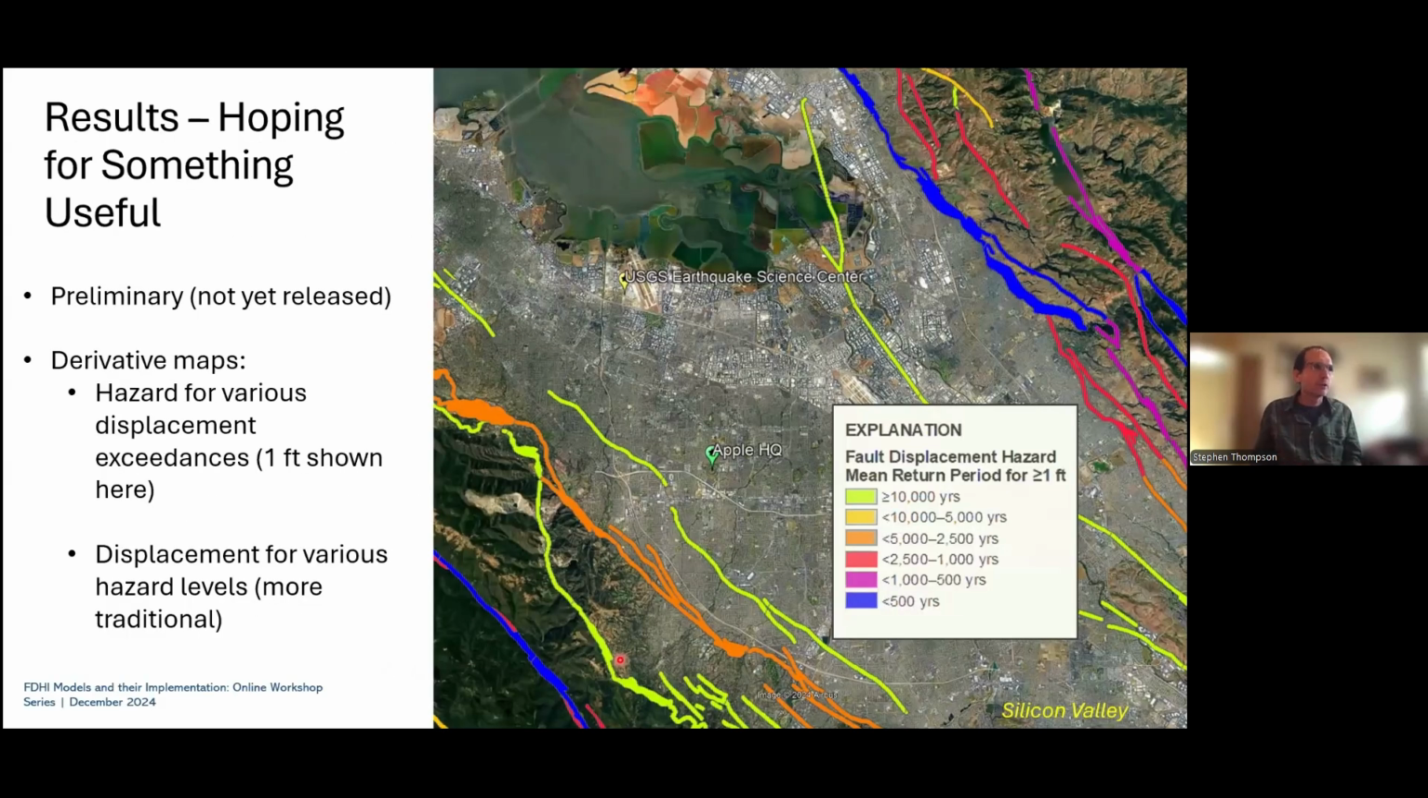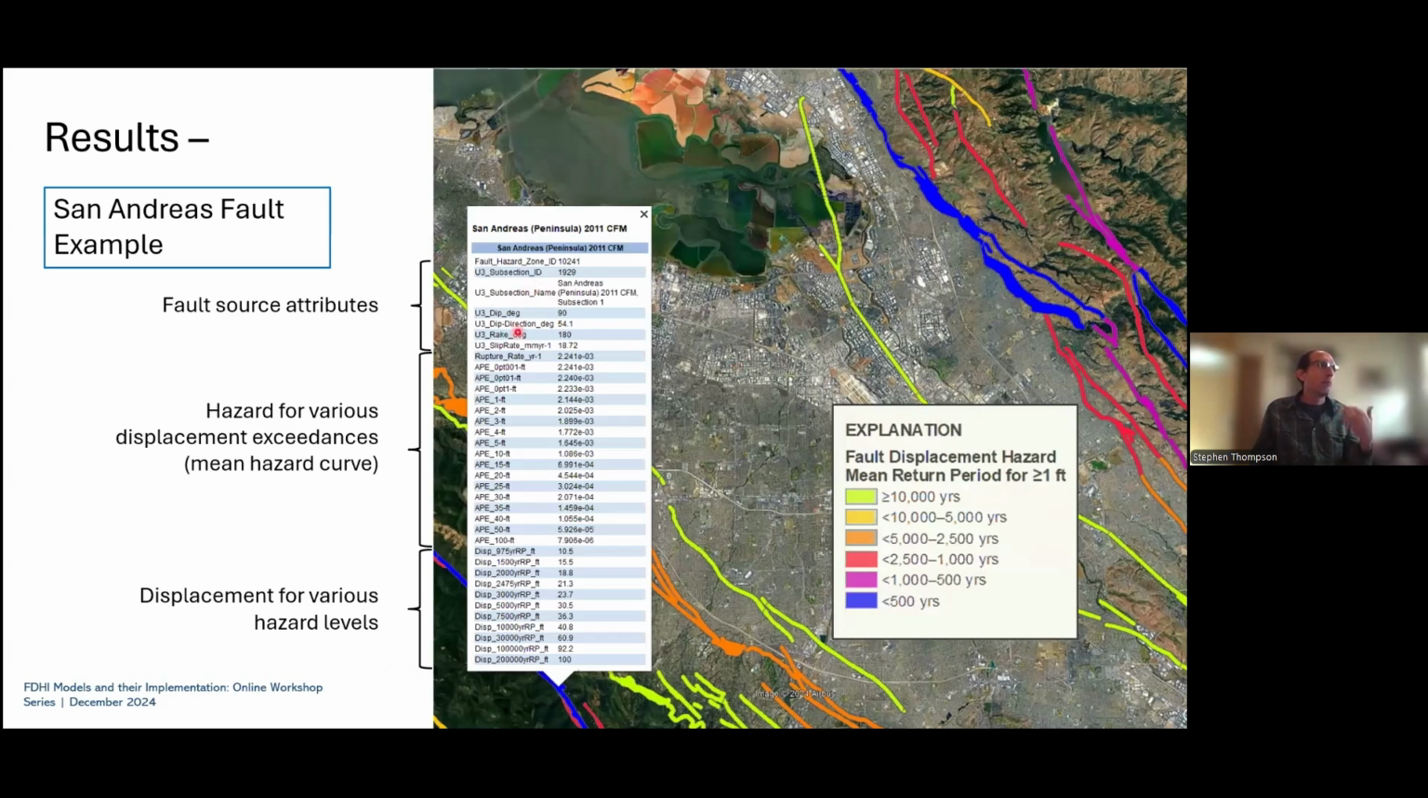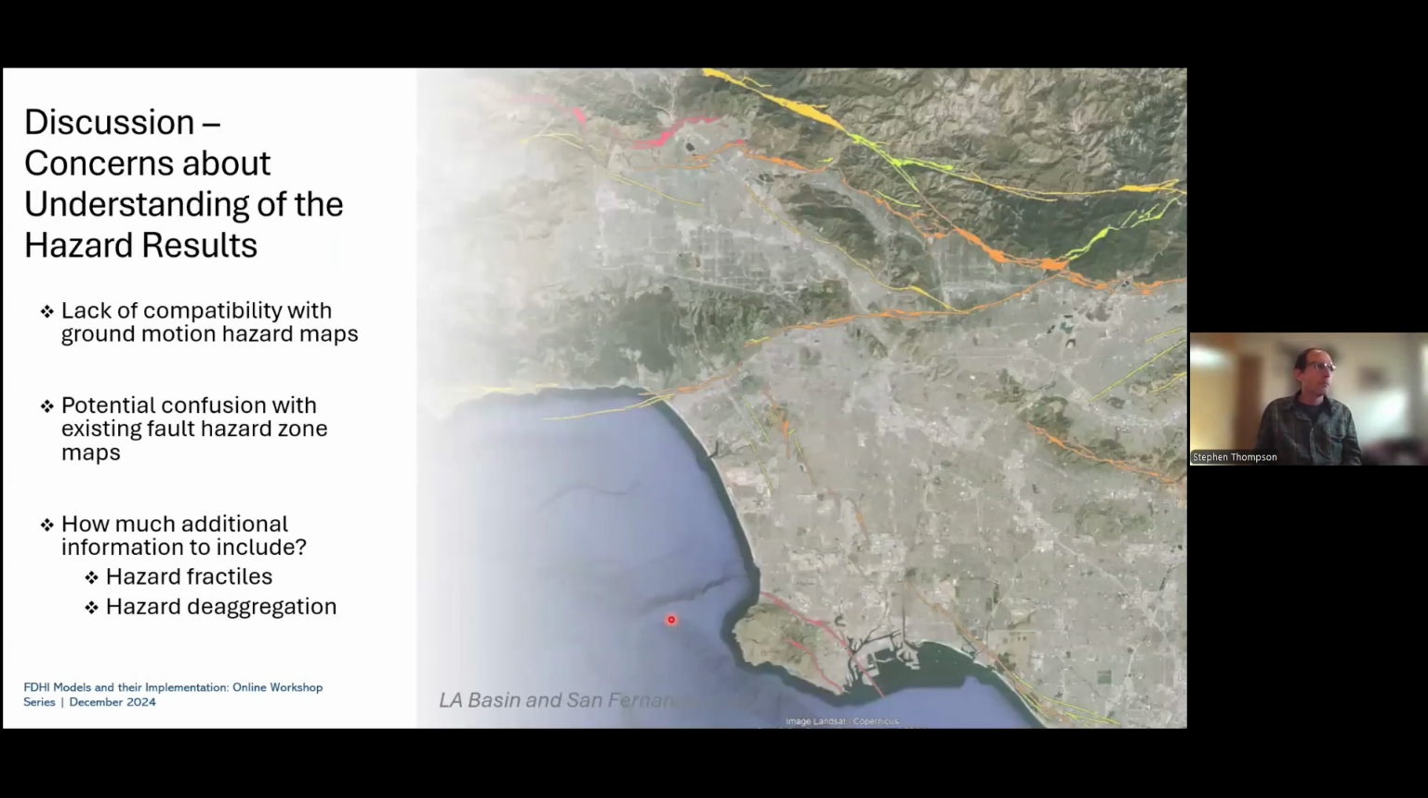This is the type of result that we're getting, where we'll be able to show maps of fault displacement mean return periods for greater than or equal to 1 foot displacement, where the different colors represent different return periods. We are going to have metadata associated with this, where you can see the attributes of different sections, points on a hazard curve, and then displacements at various commonly viewed return periods. So several concerns about what should be included or not included with this project.